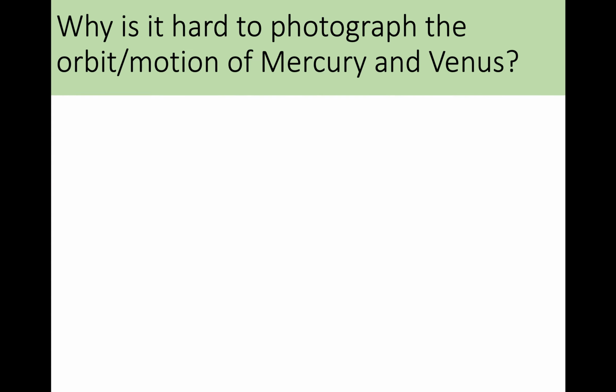So Earth would also have periods of retrograde motion from any of the other planets. So why would it be hard to photograph the orbit and the motion of Mercury and Venus? Usually we see Mars, we see Saturn, we see really nice pictures like I've showed of their paths over time. Why might we not have photographs of the paths of Mercury or Venus? Take a second to think about that.